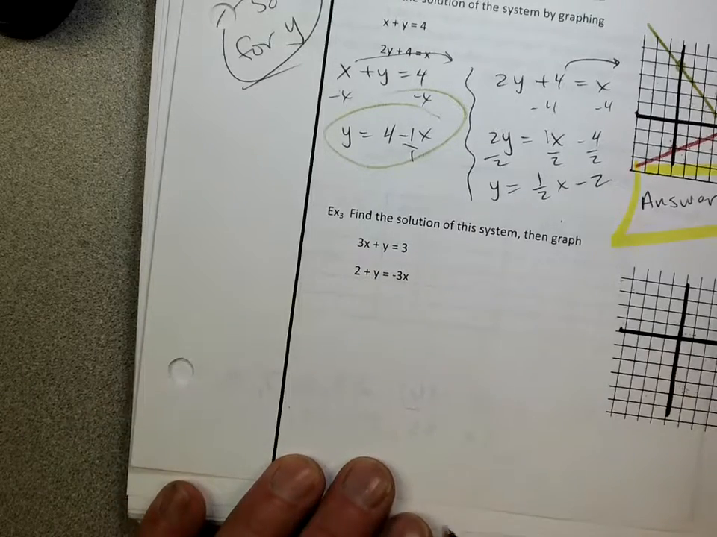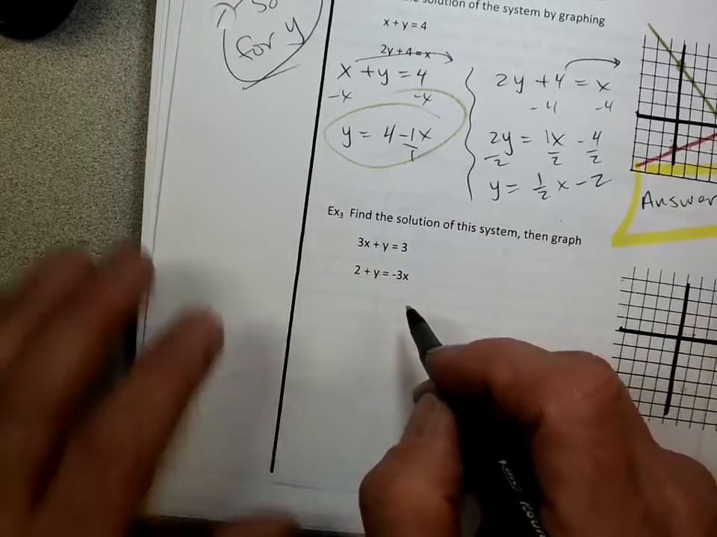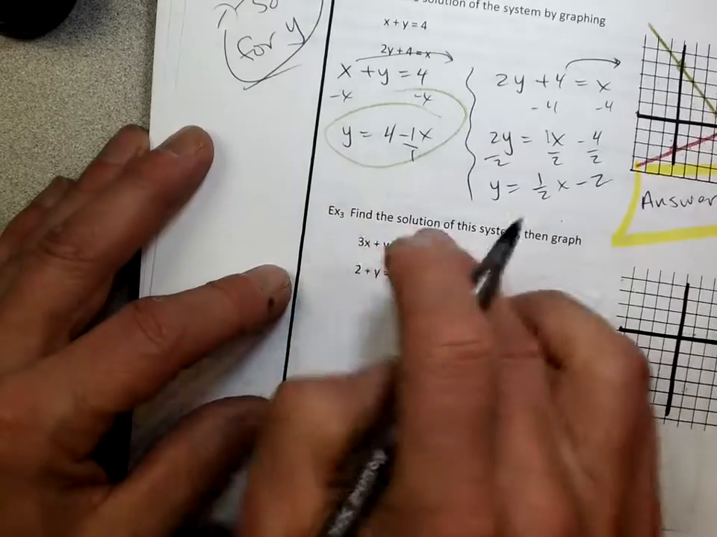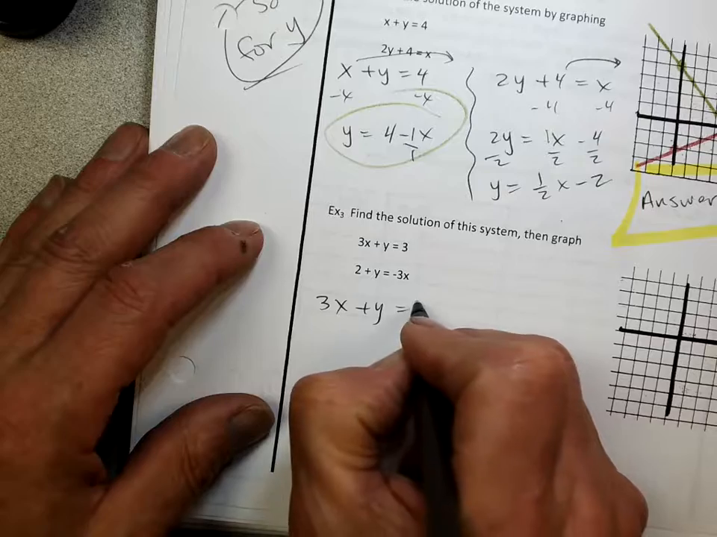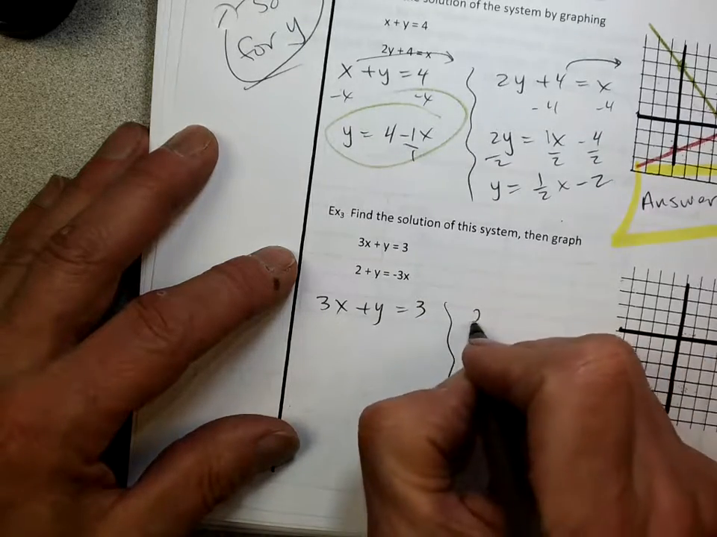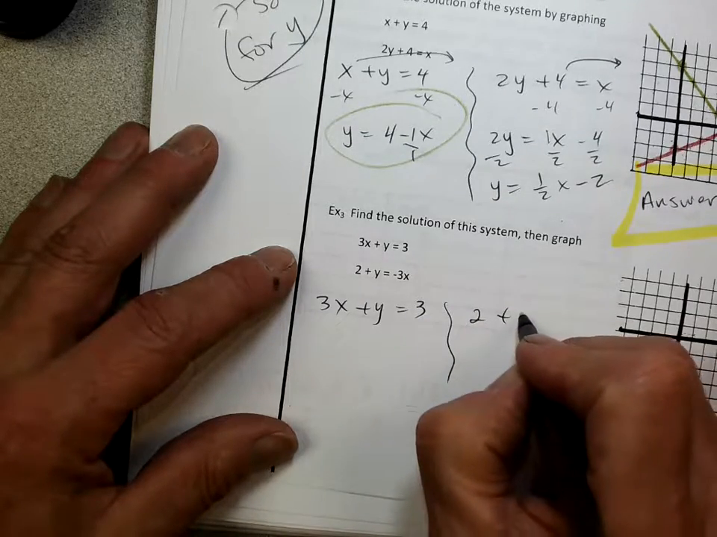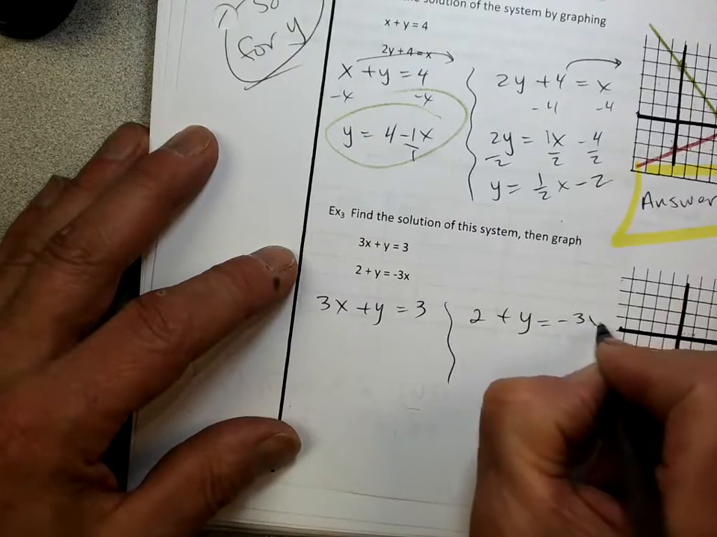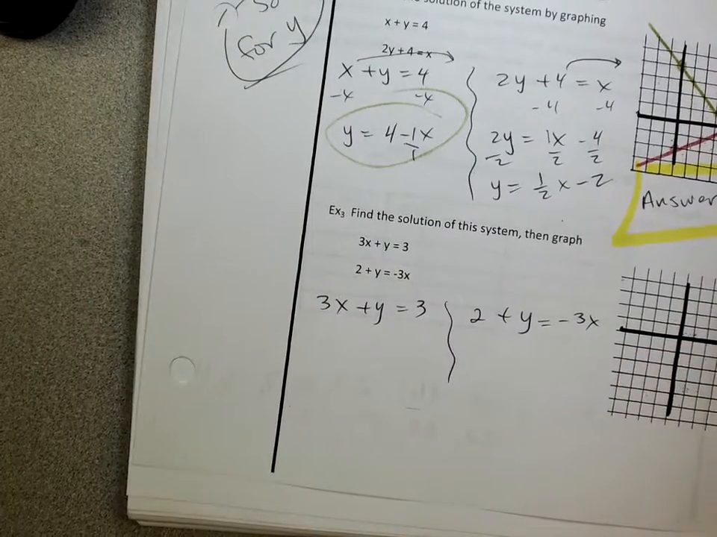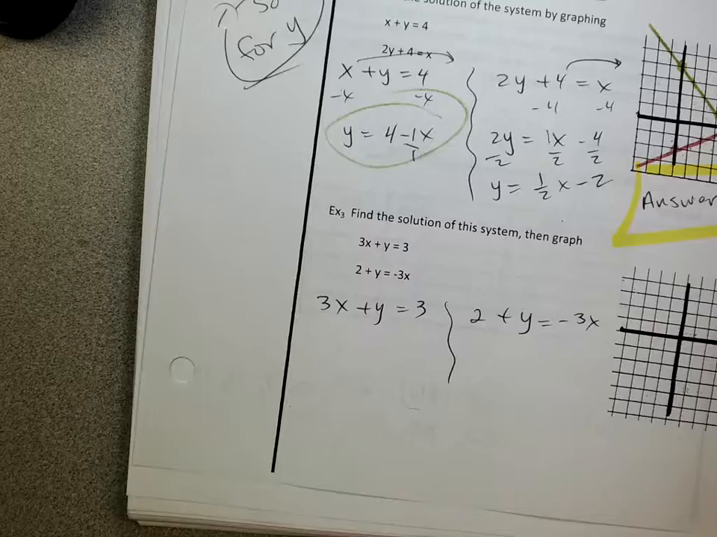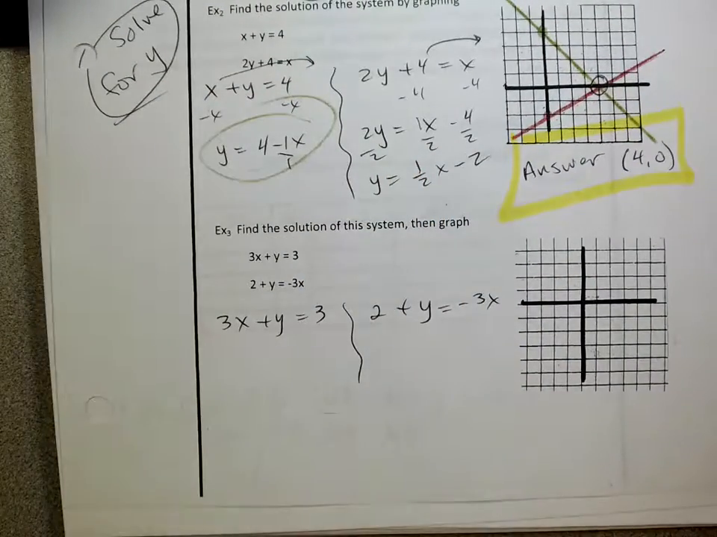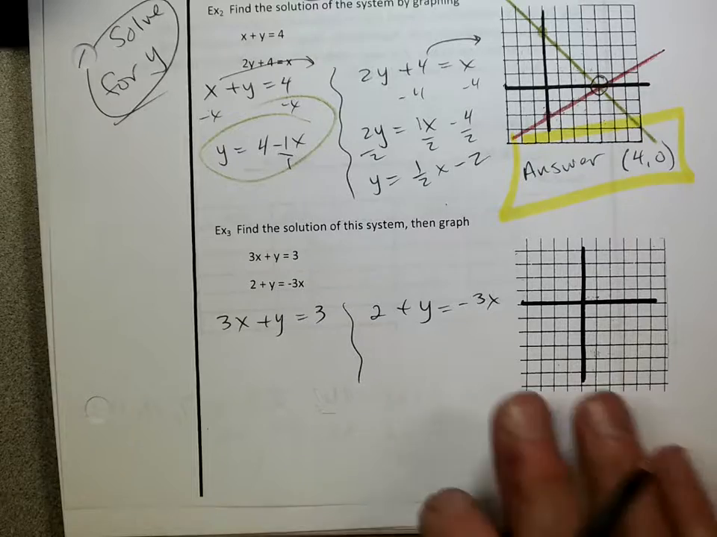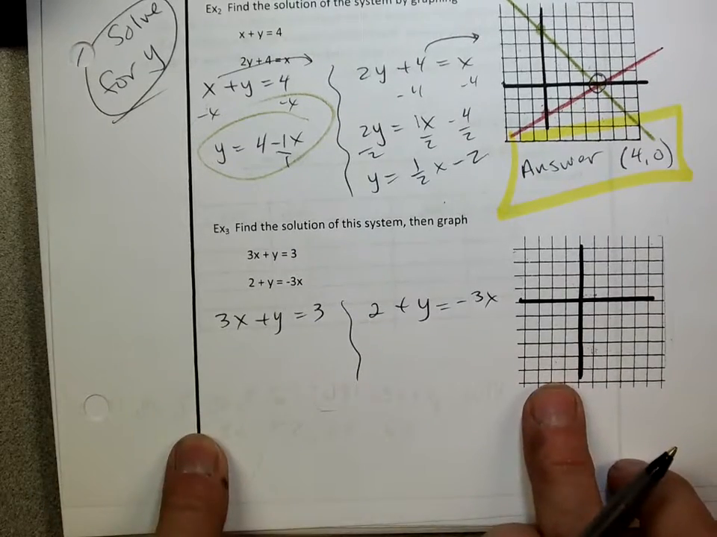Okay, how about example 3? So same thing. Let's go ahead and set them up because I need to solve for y, so I'll take my 3x plus y equals 3 and 2 plus y equals negative 3x. Okay, now, the whole reason I write them side by side is I need to solve for y, right? So I need a little room to work. That's why I write them side by side. I need some room to work so I can graph them, okay?